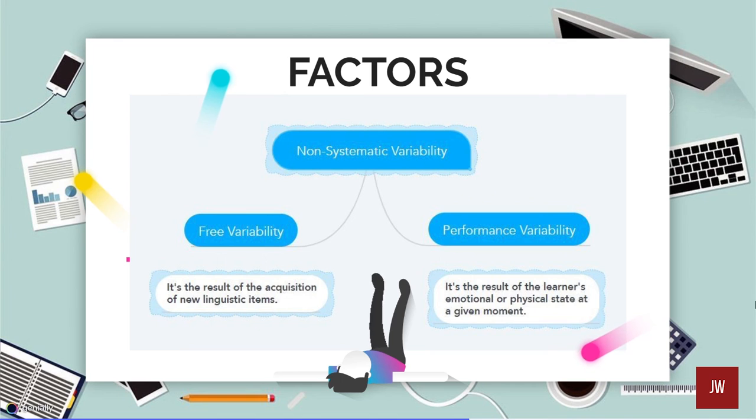Slowly the learner resolves the free variability in his or her interlanguage by establishing clear form-function relationships in the target language. Finally, the second type of non-systematic variability is performance variability, which is the result of the learner's emotional or physical state at a given moment. Such factors depend highly on the individual, so they are not readily generalizable, and they affect language performance rather than the development of interlanguage.